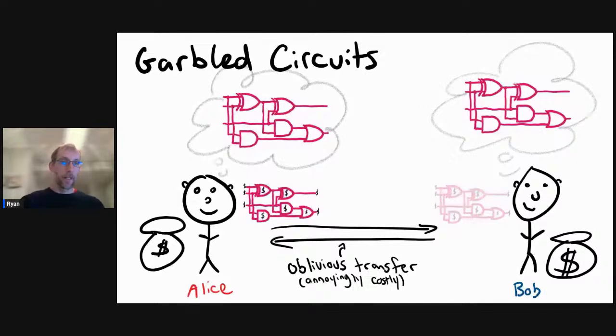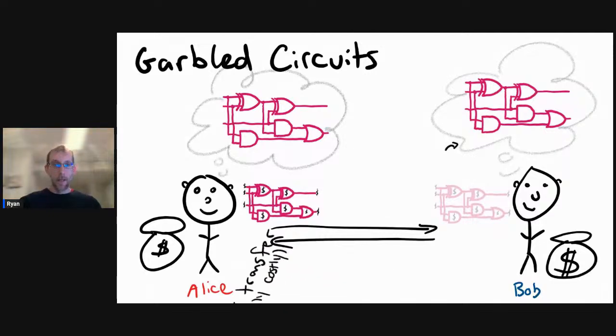She figures out how to put inputs into the circuit, and then she goes ahead and evaluates it, and then she gets answers which she can't understand, and she sends them to Bob, and then Bob says, oh, here's what those answers mean. He can't figure out what Alice's input was.